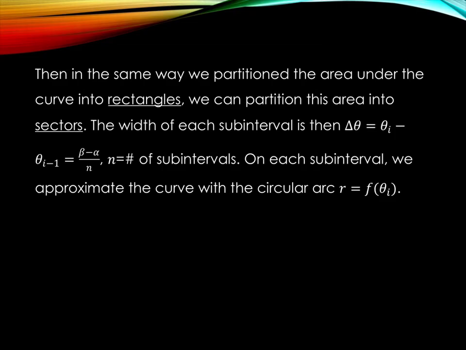Then, in the same way that we partitioned the area into rectangles when we worked in function notation, we can partition this area into sectors. So think about making thinner and thinner slices of the pizza, making the sectors themselves infinitely thin, just like our rectangles were infinitely thin. The width of each subinterval then is delta theta, which is beta minus alpha divided by n, where n is the number of subintervals. On each subinterval, we approximate the curve with the circular arc r equals f of theta sub i.